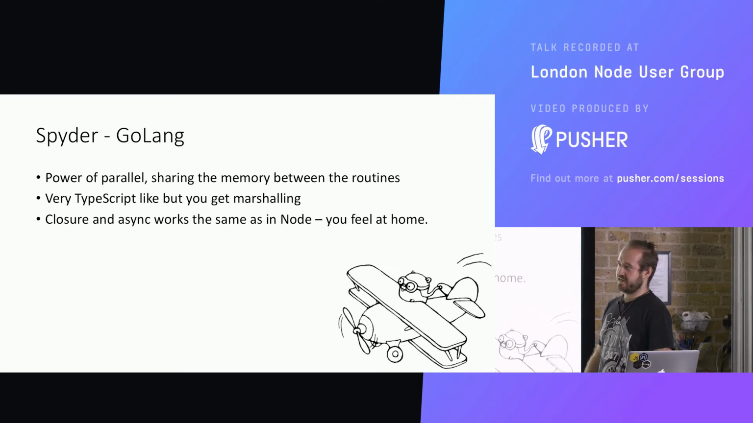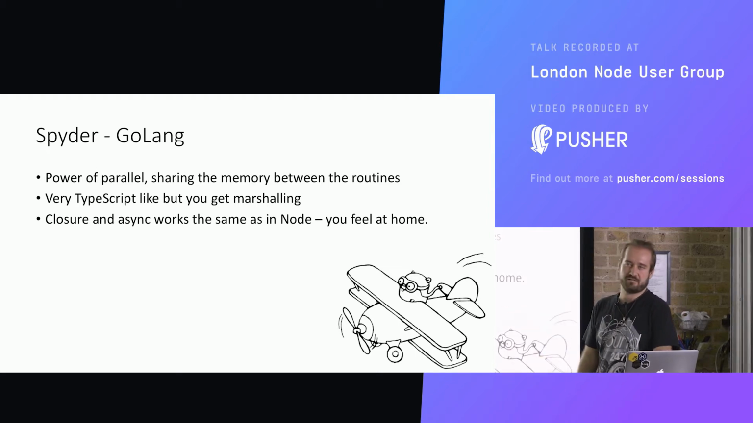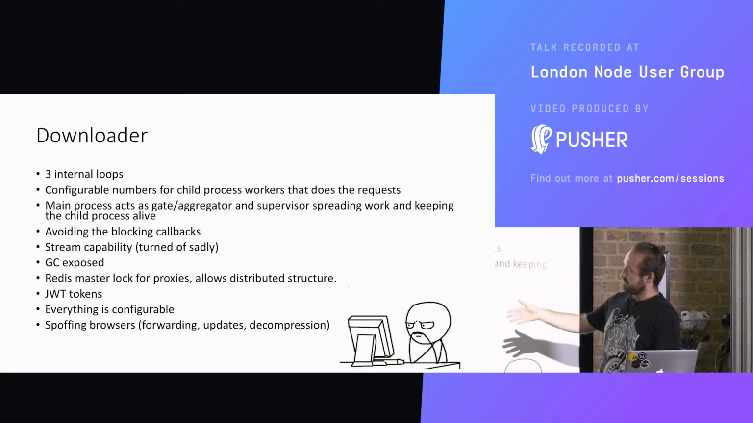So we actually gave it to Go, and if you're doing Typescript, you will find you're at home with Go with some small stuff. Closure and async work the same as in Node. If you're doing async in Node properly, you will just kick off your Go stuff, but that's not part of this presentation. And then you arrive at the third service, the oldest one that we started separating first.